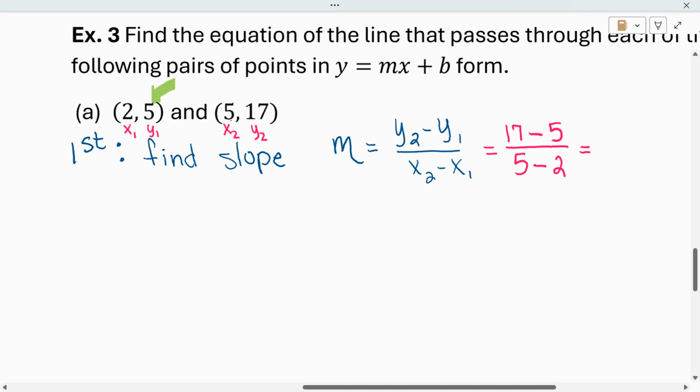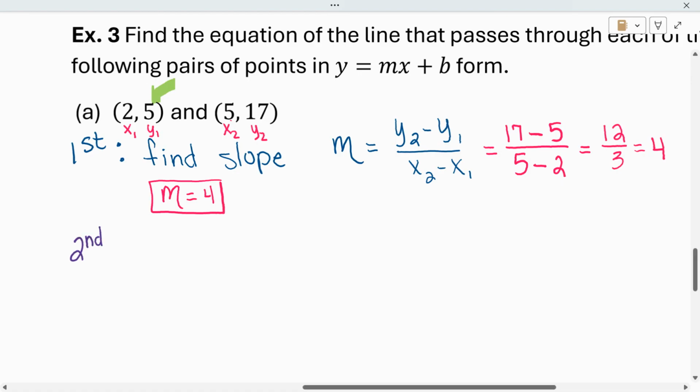So what is 17 take away 5? It's 12 over, what is 5 minus 2? Does 12 over 3 reduce? Yeah, it does reduce. It reduces into just 4, not 4/3, just 4. So we know that our slope is 4. So we found our first parameter. Done.